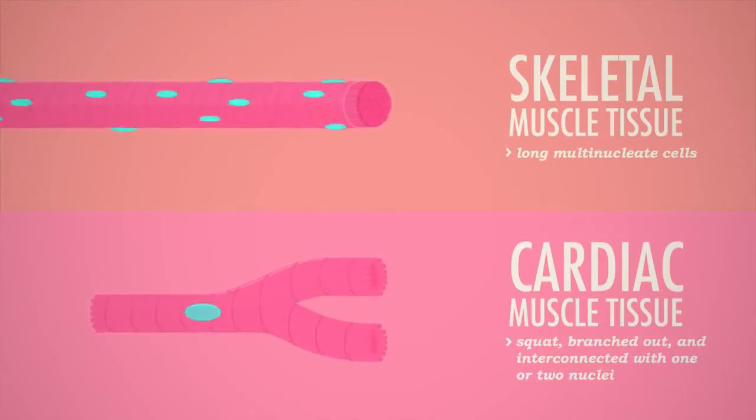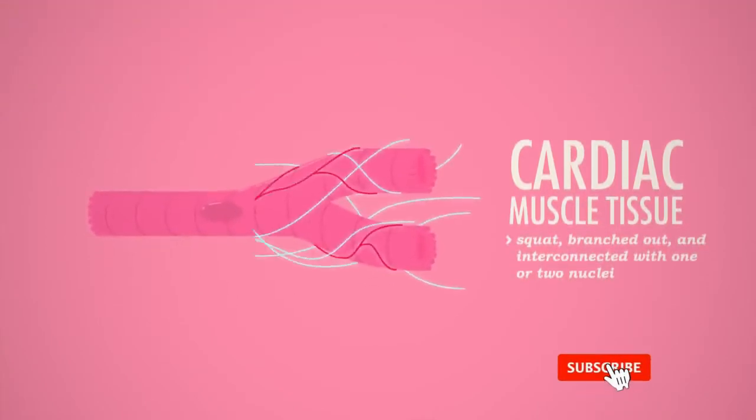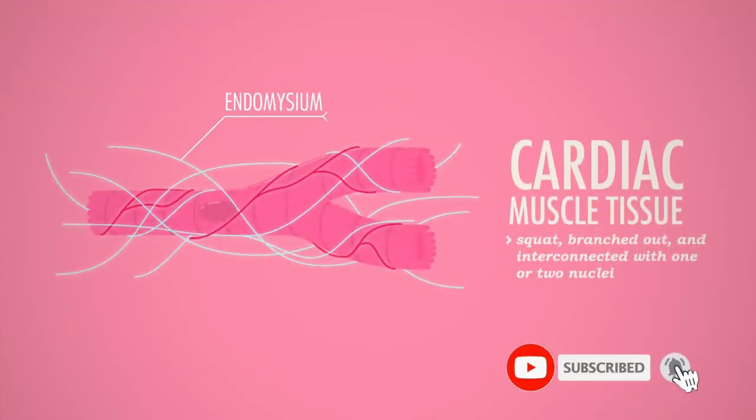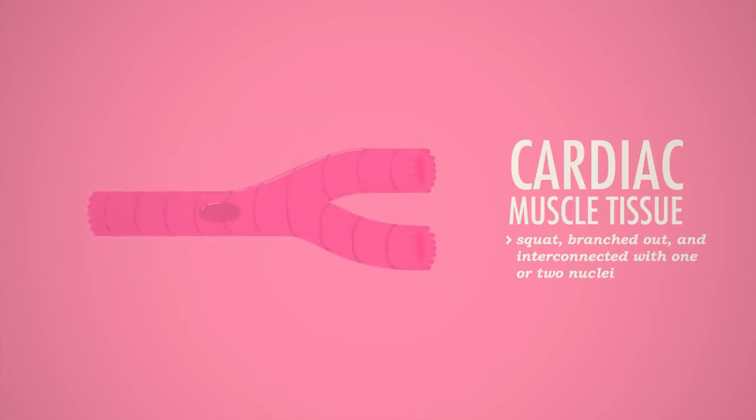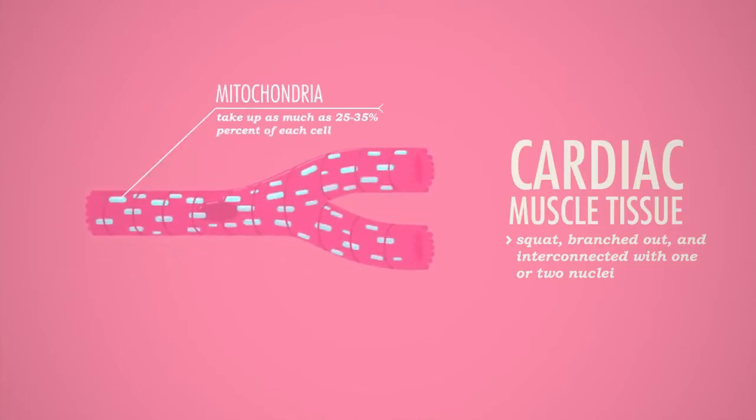or two central nuclei. The cells are separated by a loose matrix of connective tissue called the endomysium, which is chock full of capillaries to serve up a constant supply of oxygen. Cardiac cells are also loaded with energy-generating mitochondria. In fact, mitochondria take up as much as 25 to 35% of each cell.